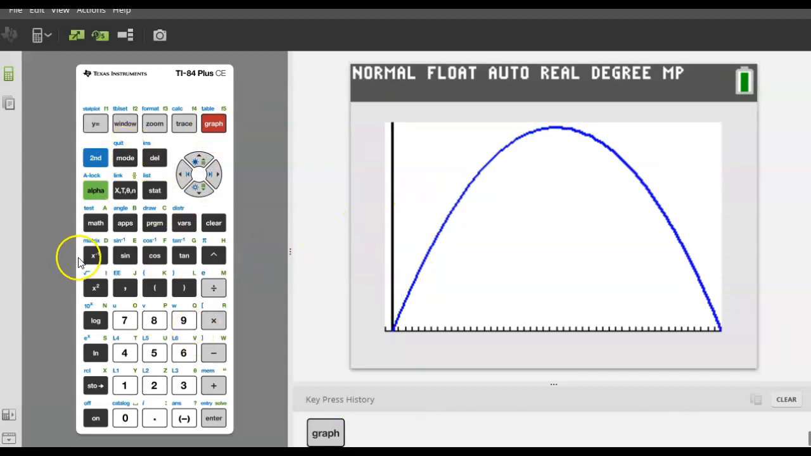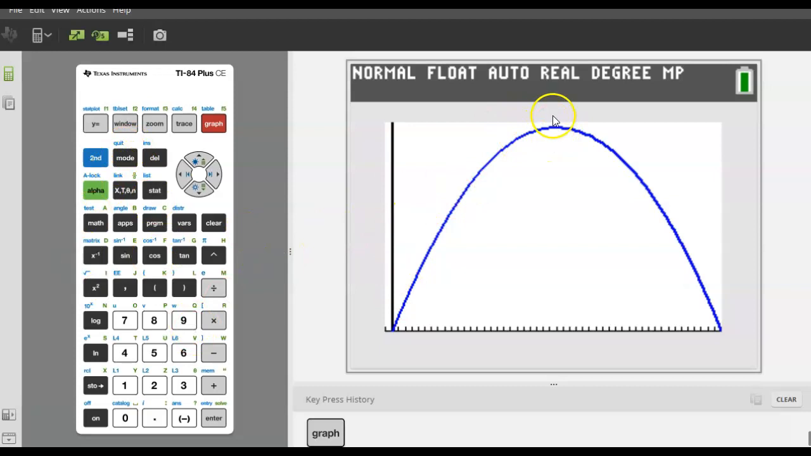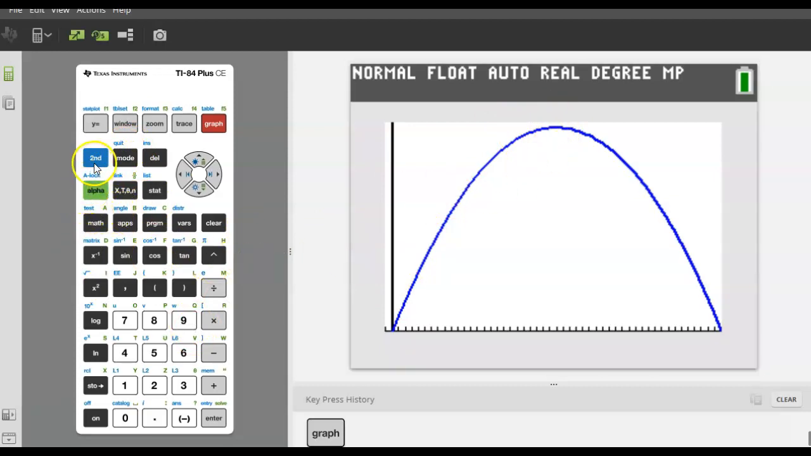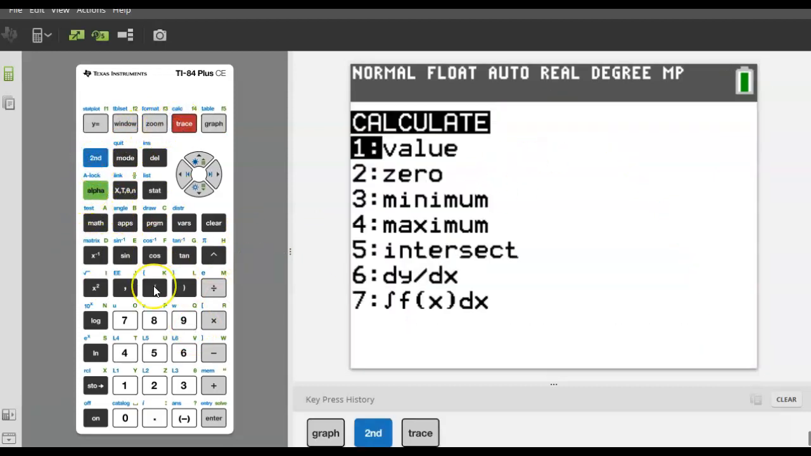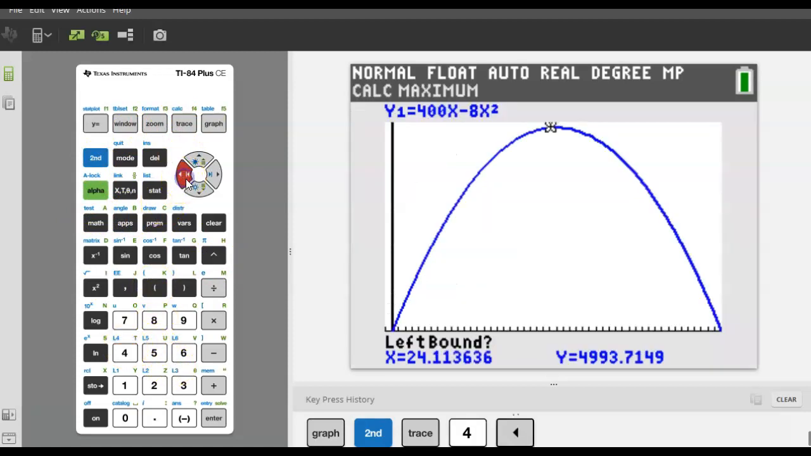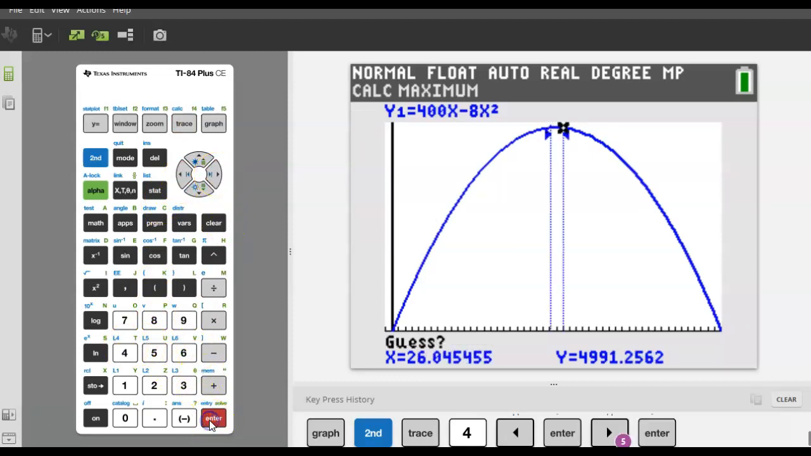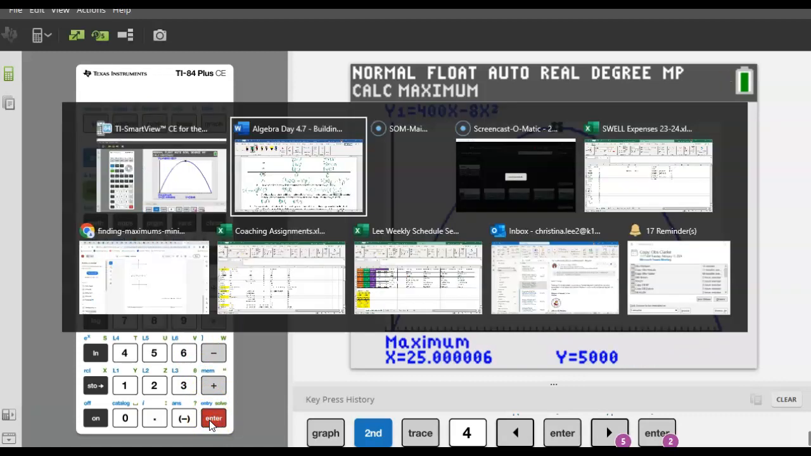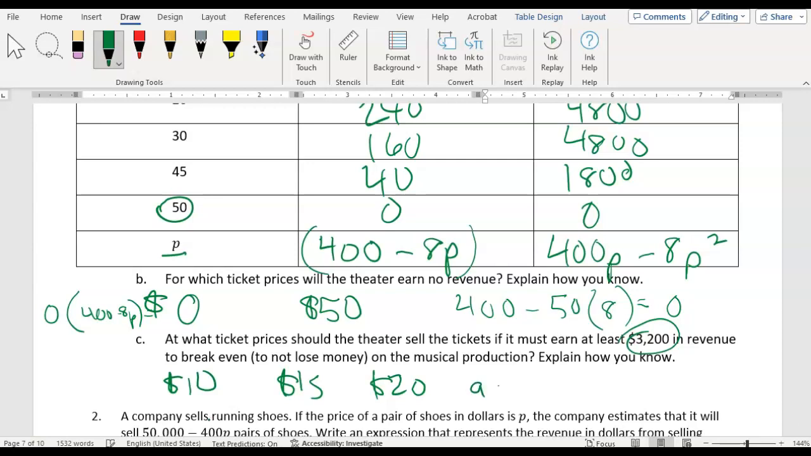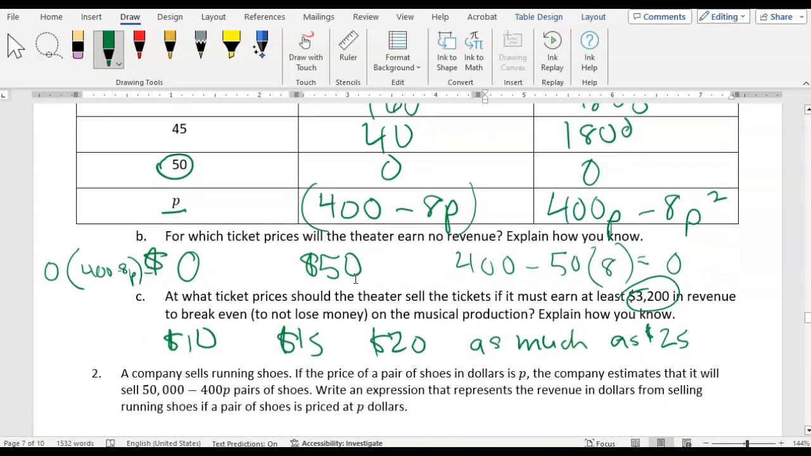All right, so I want to look and see what is that maximum value here. And so I'm going to do second calc, and let's do our maximum. And I'm going to move it a little to what I perceive to be the left and a little bit to the right there. And then our maximum is 25. So it looks like as much as $25 can get us a nice amount.